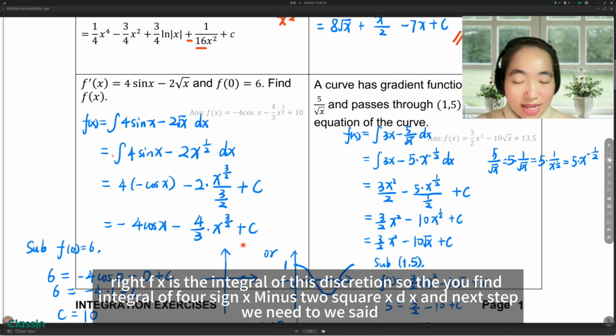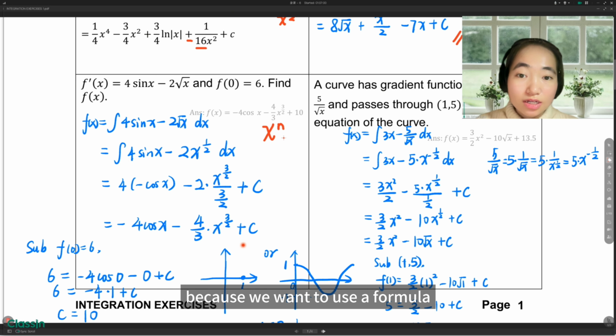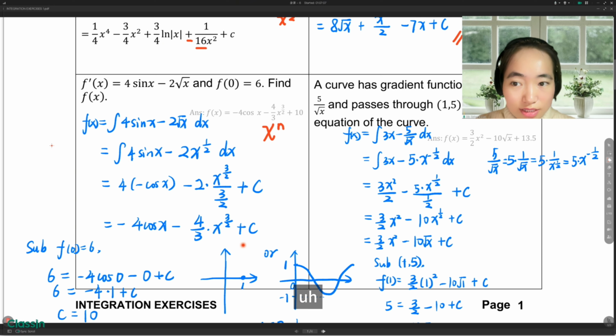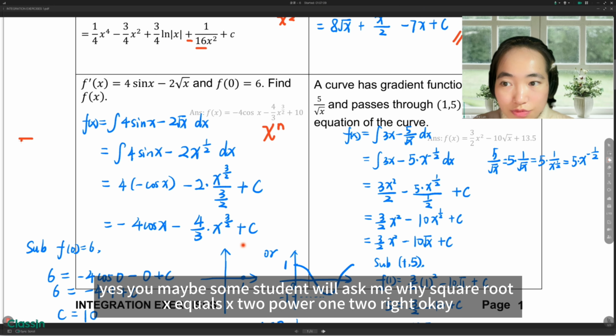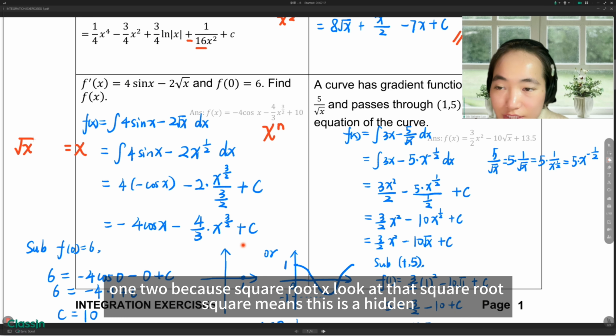And next step, we said whenever you see the square root x, you need to change to x to a power of something, right? Because we want to use our formula. Okay, so square root x equals x to the power 1 over 2. Yes, maybe some student will ask me why square root x equals x to the power 1 over 2, right? Okay, let me quickly explain. Because square root x, look at that.